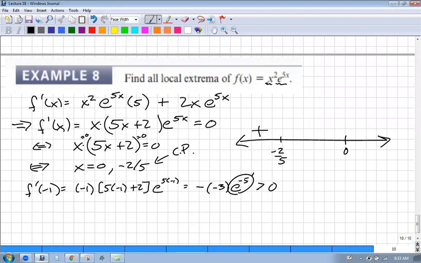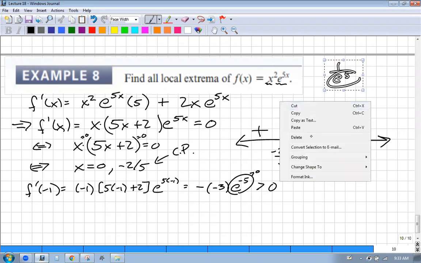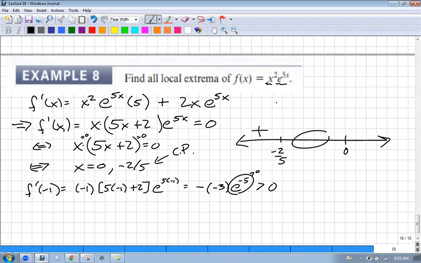This guy is always positive. E to the anything is a positive number, right? Just because that's negative, don't make that anything. That's 1 over e to the 5th. This is 2 point something to the 5th power, right? That's a positive number. So a negative times a negative gives us a positive number. All right, let's pick something in here.